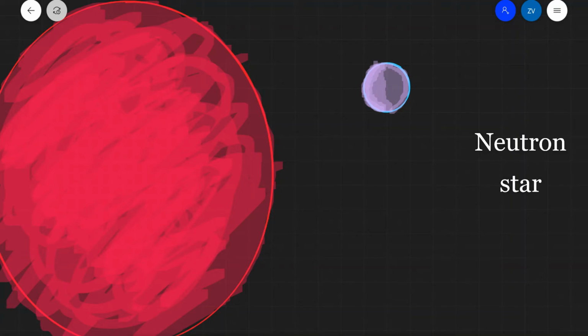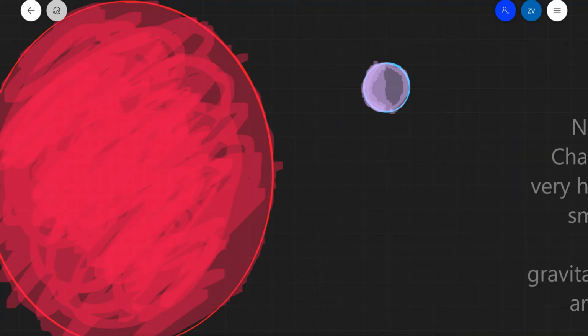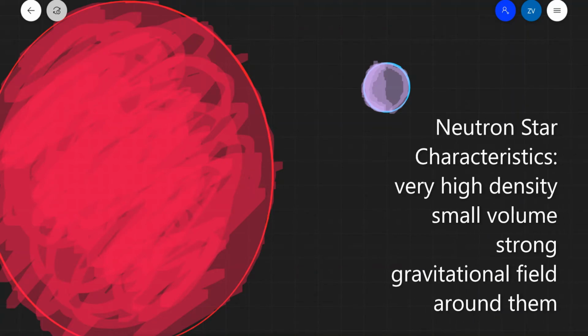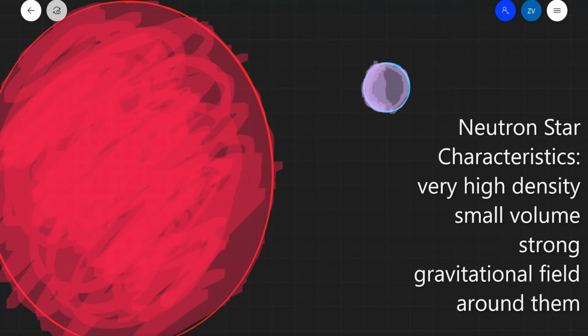Now, because of that, neutron stars have a few very peculiar and fascinating characteristics. Number one, they are extremely dense. Number two, they have a small volume. So they're some of the smallest stars that are out there. Now, because of that, they also have a very strong gravitational field around them.